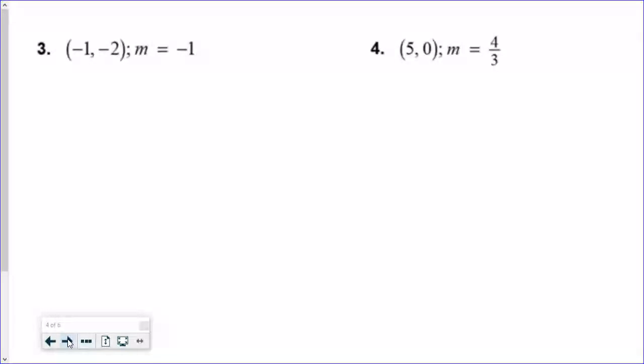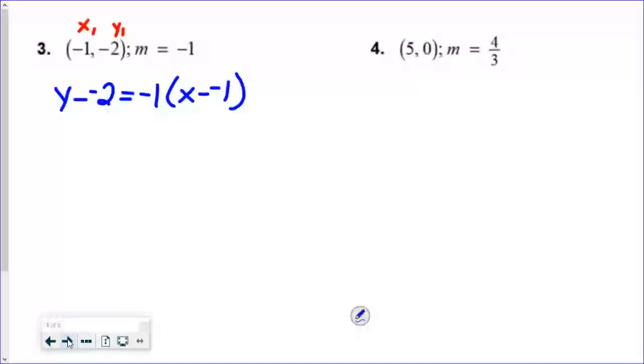Okay, here we go again. So here's my x sub 1, my y sub 1. Okay, so y minus, what's my y sub 1? My slope, x minus, what's my x sub 1? Do I see any minus and negatives? Make those plus, a positive or just a plus. And that's it.